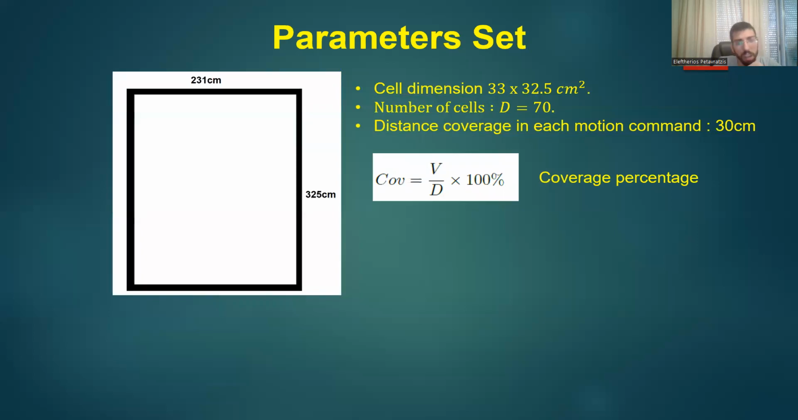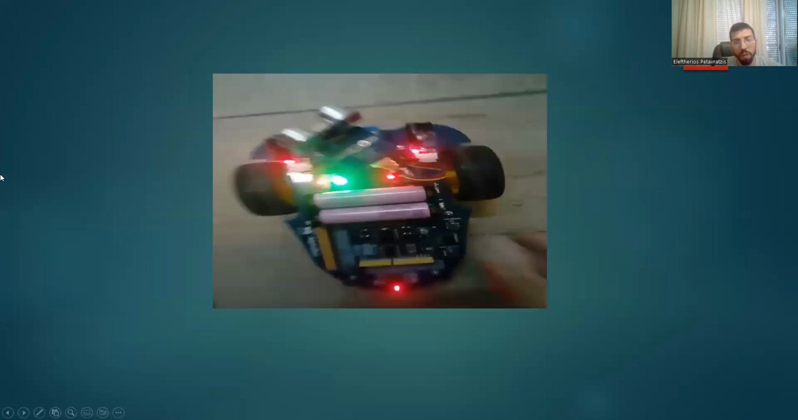Here you can see the parameter set of the given workspace that we are working on. Our workspace is divided into 70 cells, and each cell has a size of 33 square centimeters. Here you can see how our robot is working in the workspace that we have built. You can notice that our sensor is moving into 3 directions, and also with this motion, our robot does not hit the boundaries of our workspace.